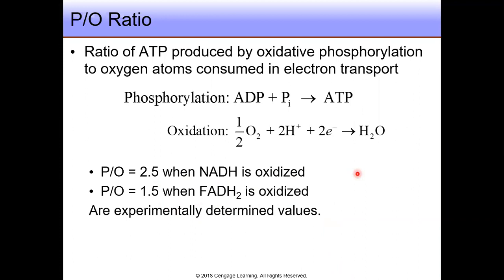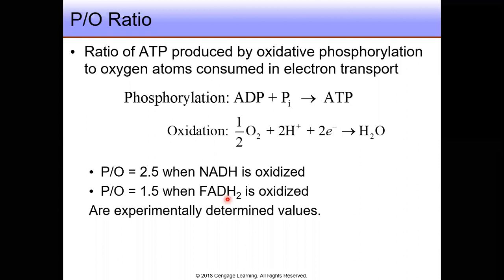These values are the ones that we use in order to calculate the number of ATP produced from the complete oxidation of glucose, etc.